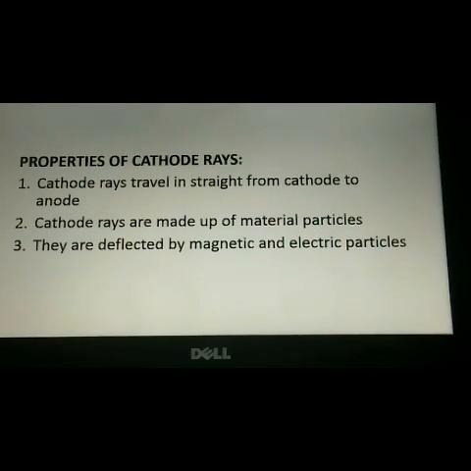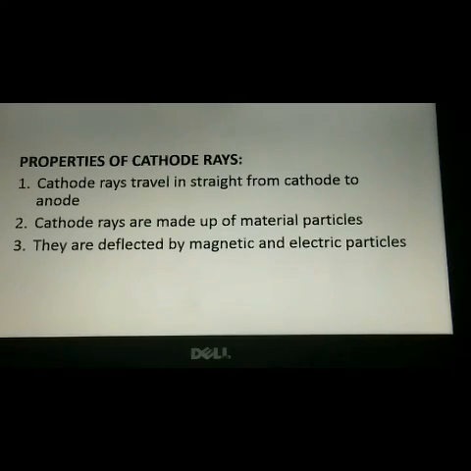Now let us see what are all the properties of cathode rays. Cathode rays travel in a straight line from cathode towards anode, and these rays are made up of material particles which have mass and kinetic energy. These rays are deflected by both electric and magnetic fields, and they are negatively charged particles. The nature of the cathode rays does not depend upon the nature of the gas filled inside the tube or the cathode used.